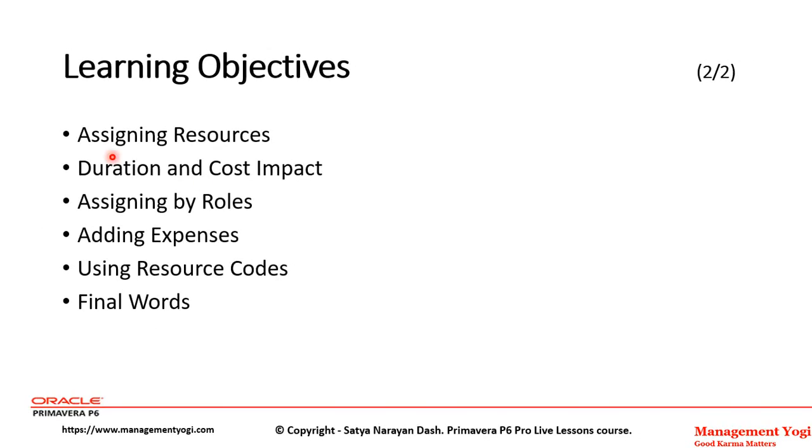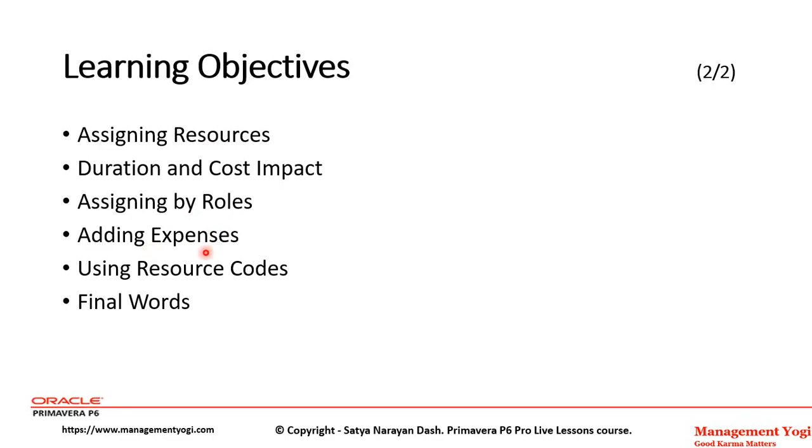Next, assigning resources. After that, duration and cost impact. When you assign the resources, you will have duration as well as cost impact. Assigning by roles. Not only you can assign the resources, you can also assign by roles.